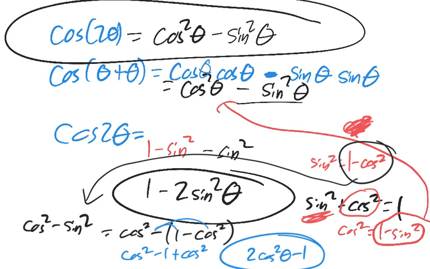So here are the 3 formulas you need to know. They're at the top of the next page. Cosine of 2 theta equals cosine squared minus sine squared, or it could be 1 minus 2 sine squared, or it could be 2 cosine squared minus 1.